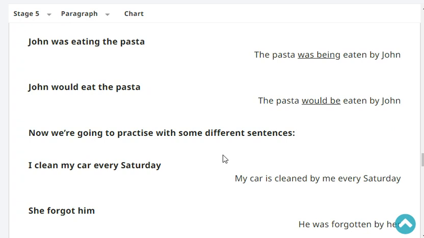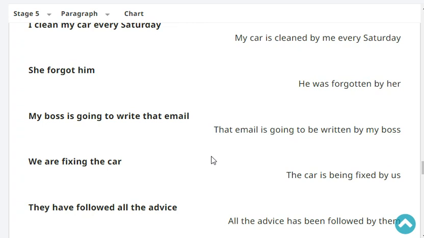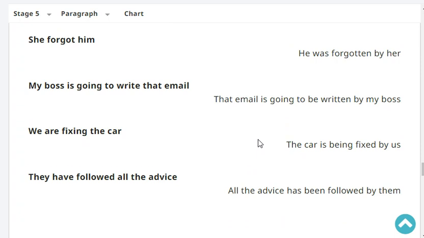Now we're going to practice with some different sentences. Okay, here we go. I clean my car every Saturday. My car is cleaned by me every Saturday. Very good. She forgot him. He was forgotten by her. My boss is going to write that email. That email is going to be written by my boss. Very good.